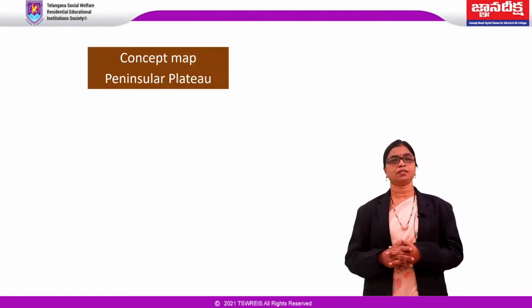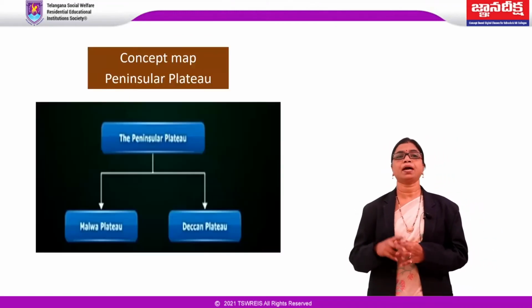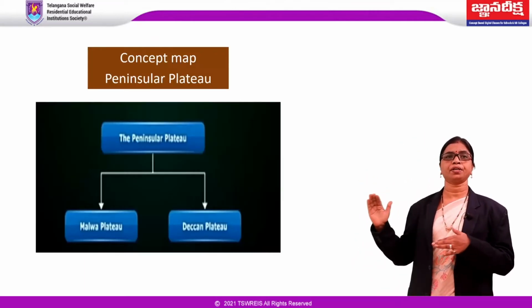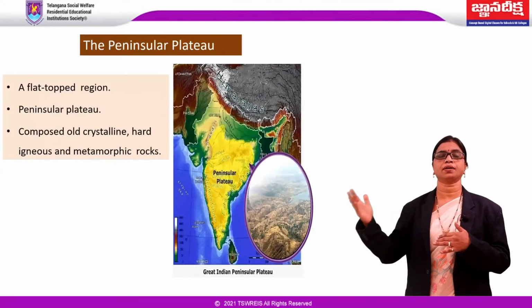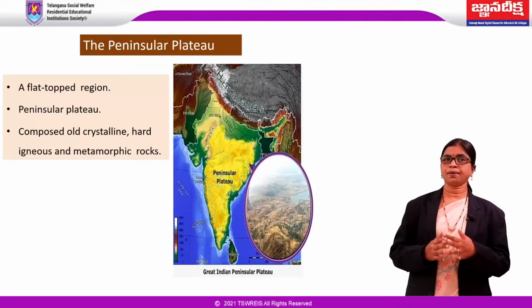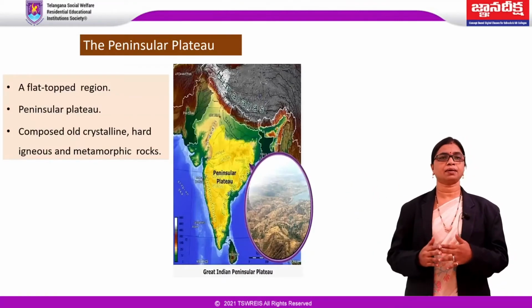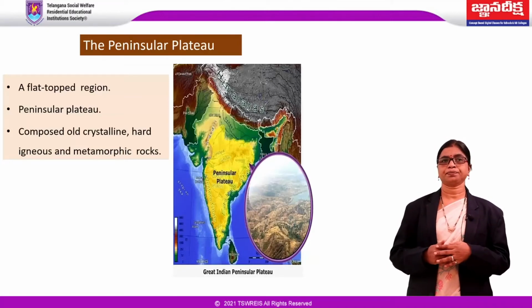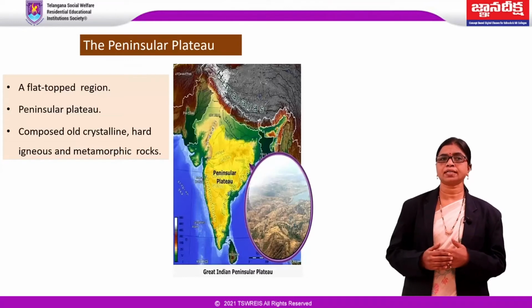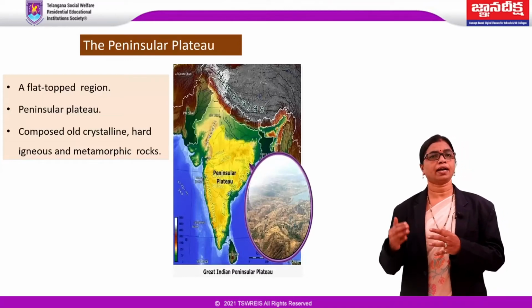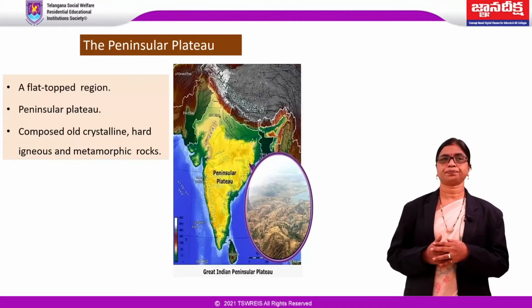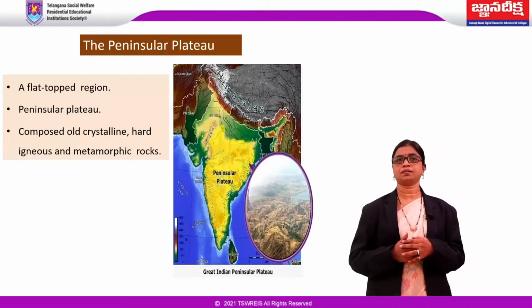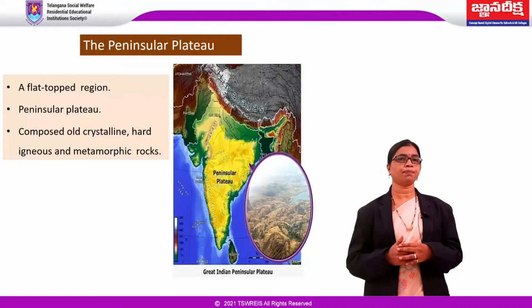Concept map of Peninsular Plateau. A plateau is a landform characterized by a flat-topped region that is elevated above the surrounding lands. The Indian plateau is called the Peninsular Plateau since it is surrounded by the sea on three sides. It is composed of old crystalline, hard igneous and metamorphic rocks. Huge amounts of metallic and non-metallic mineral resources can be found in the Indian plateau.